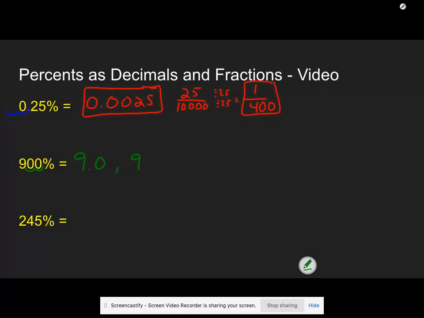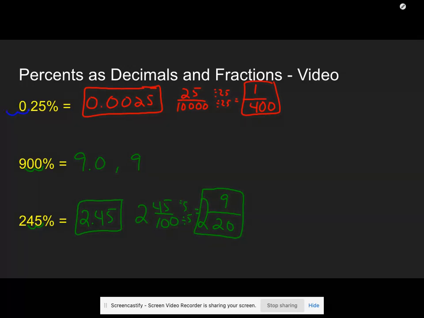So my last one, 245%, moving that 2 places. So I have 2 and 45 hundredths. And so because I said it like that, I'm going to write it immediately as a fraction and then simplify. So I'm going to divide by 5 to get 9/20ths, and then that 2 is coming with. And that would be my final answer for those 3.